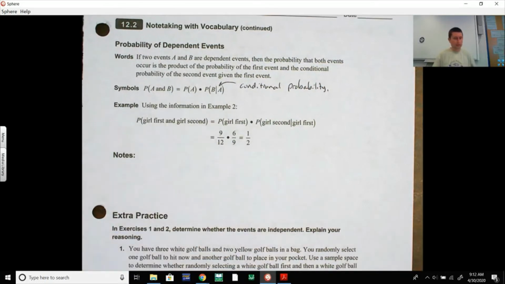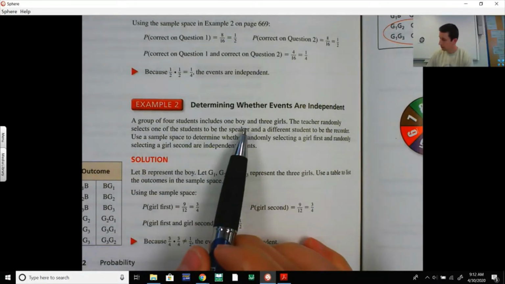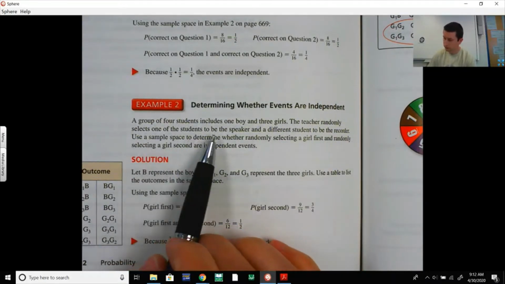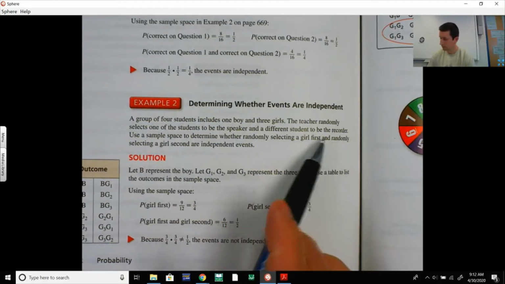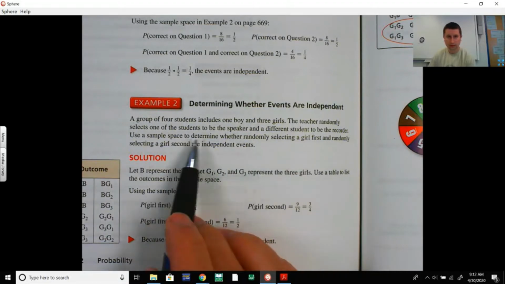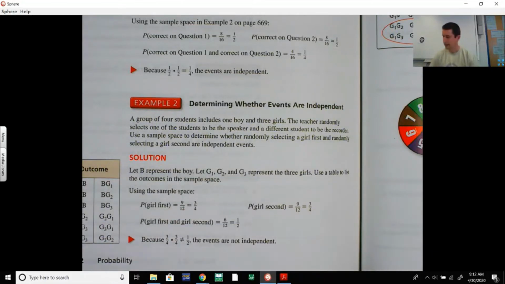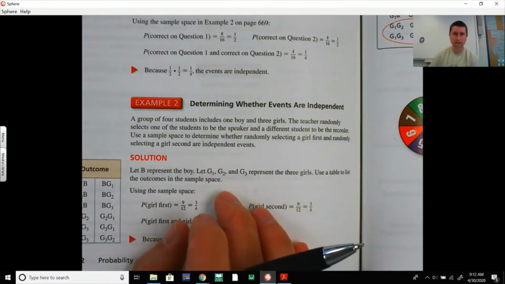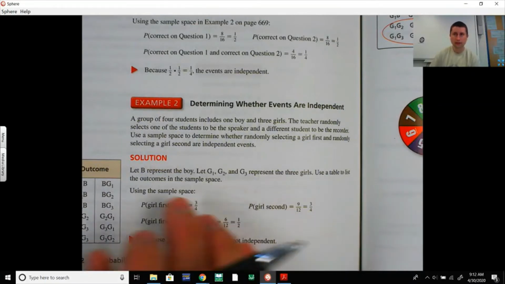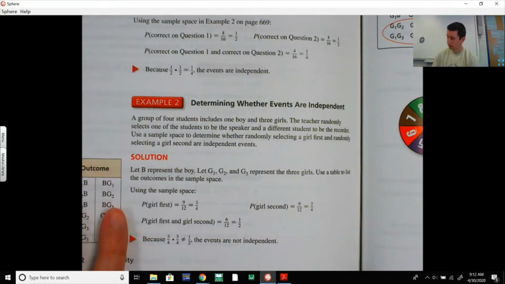Okay, so the example they use here is from example 2. So we have a group of 4 students, including 1 boy and 3 girls. Teacher randomly selects one of the students to be the speaker and a different student to be a recorder. Using the sample space, determine whether randomly selecting a girl first and randomly selecting a girl second are independent events. Well, I want you to not get caught up in these rules. I found this a little confusing, honestly, myself. But to know that if you're selecting someone first and you're not putting them back in the pool, if you're not replacing whatever you select, it's going to be a dependent event. Okay, so these are going to be dependent.